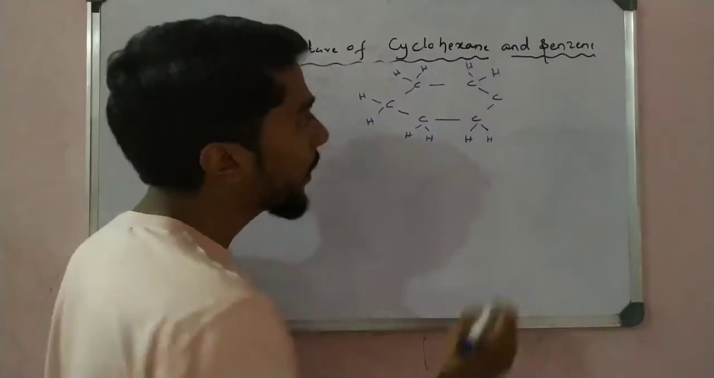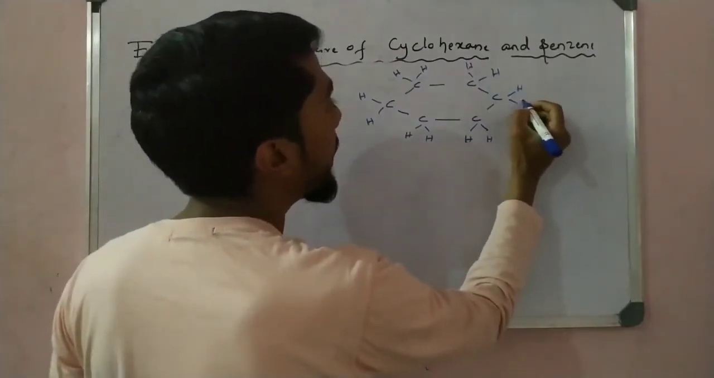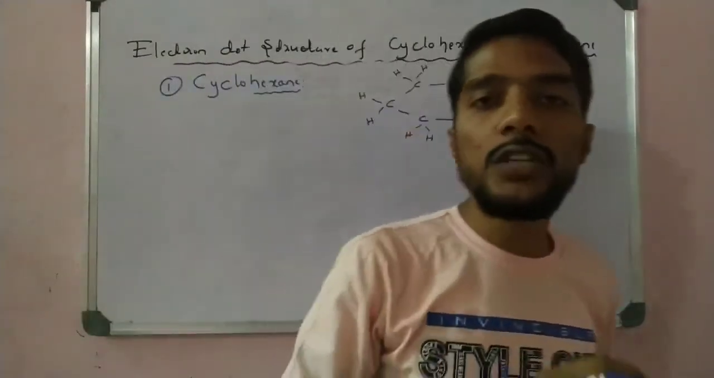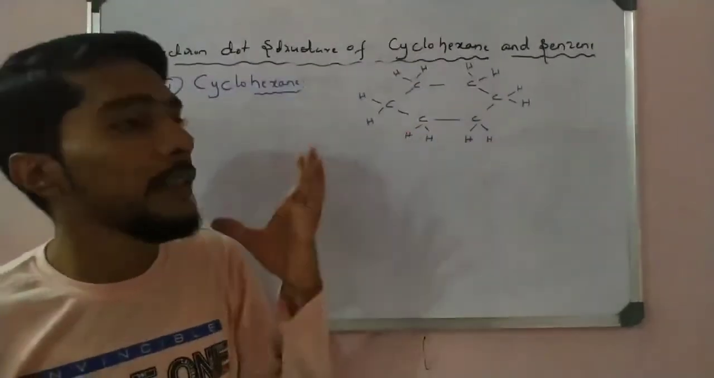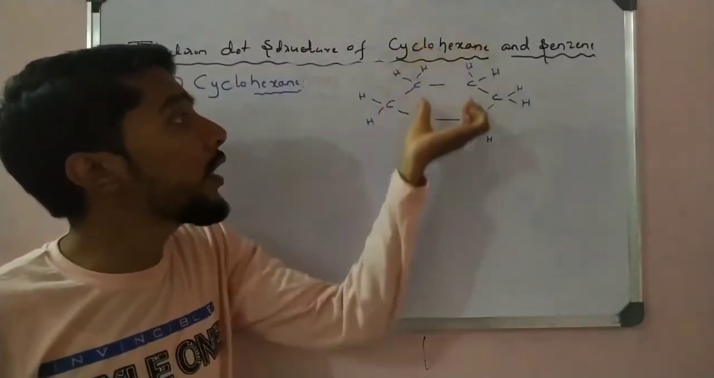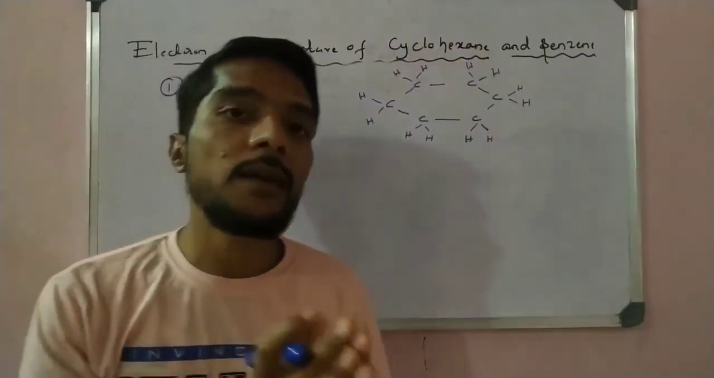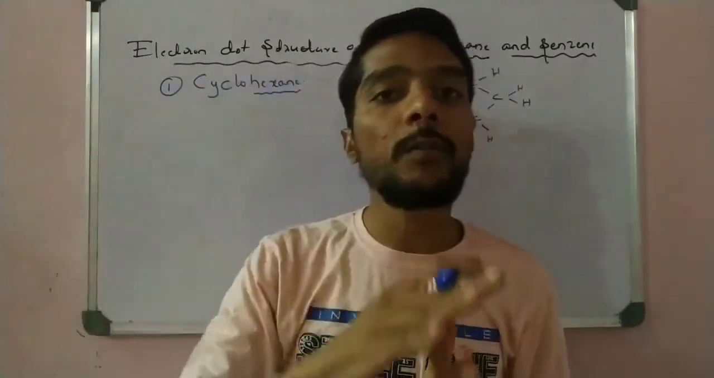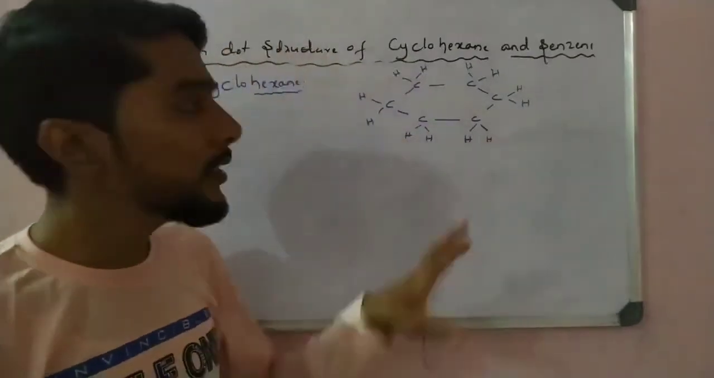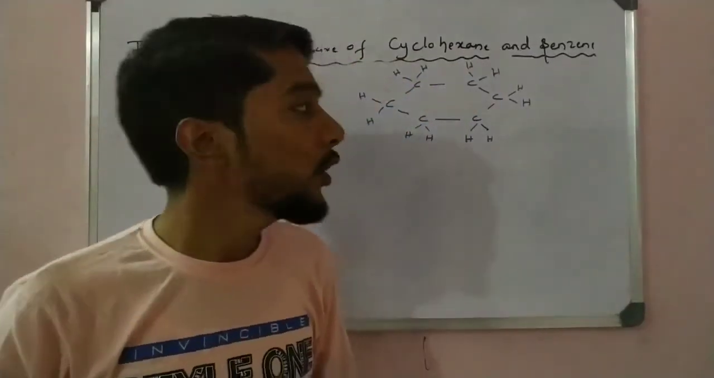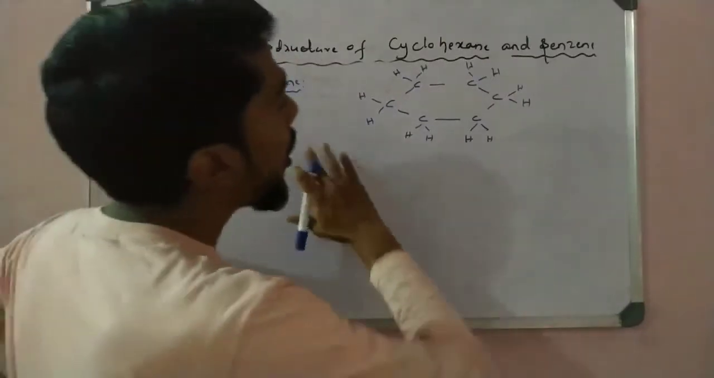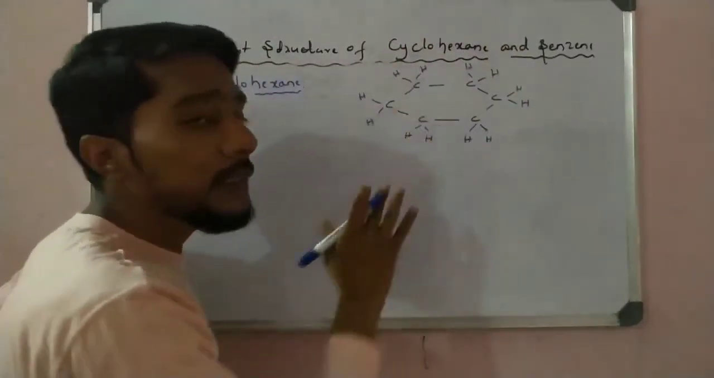In the exam, if they ask to write the structure of cyclohexane, it means only the structure, not the electron dot structure, so you write this one, right? This is the short structure of cyclohexane. If in the examination they ask you to draw the electrons, then you can mention the electrons, but this is the simple structure of cyclohexane, right? So see here one thing. Observe that everywhere there is a single bond.